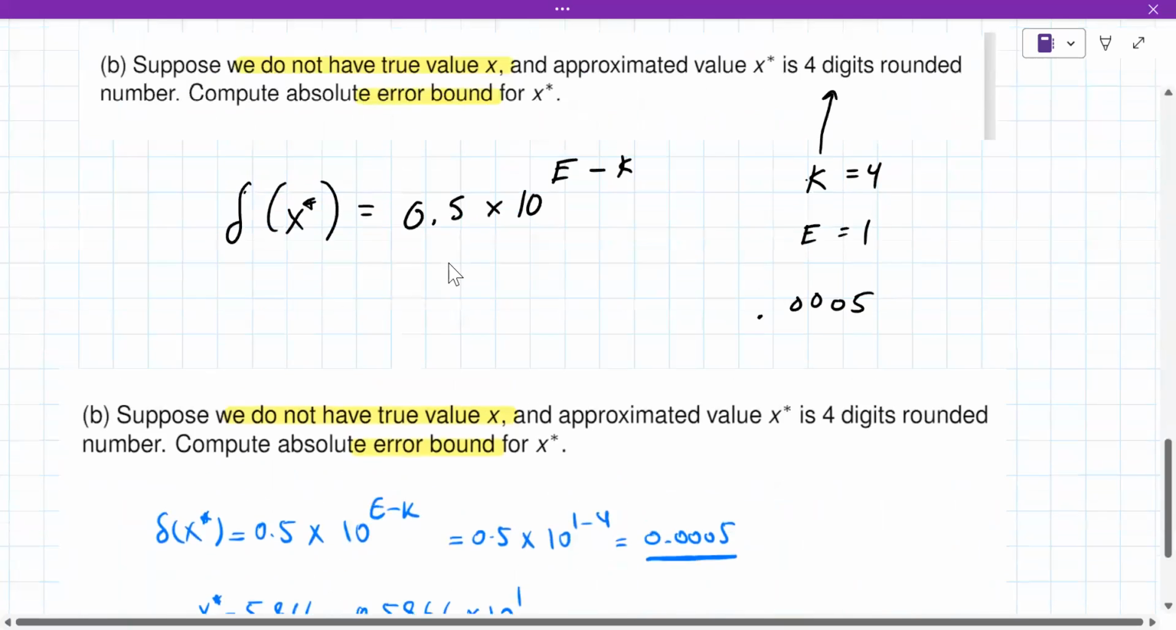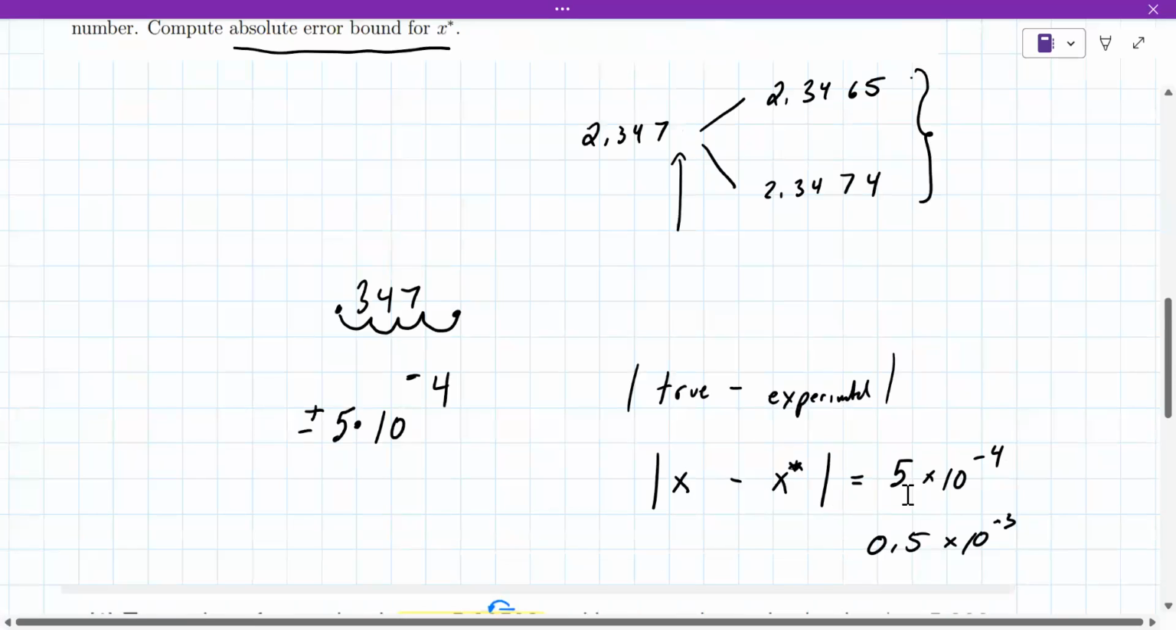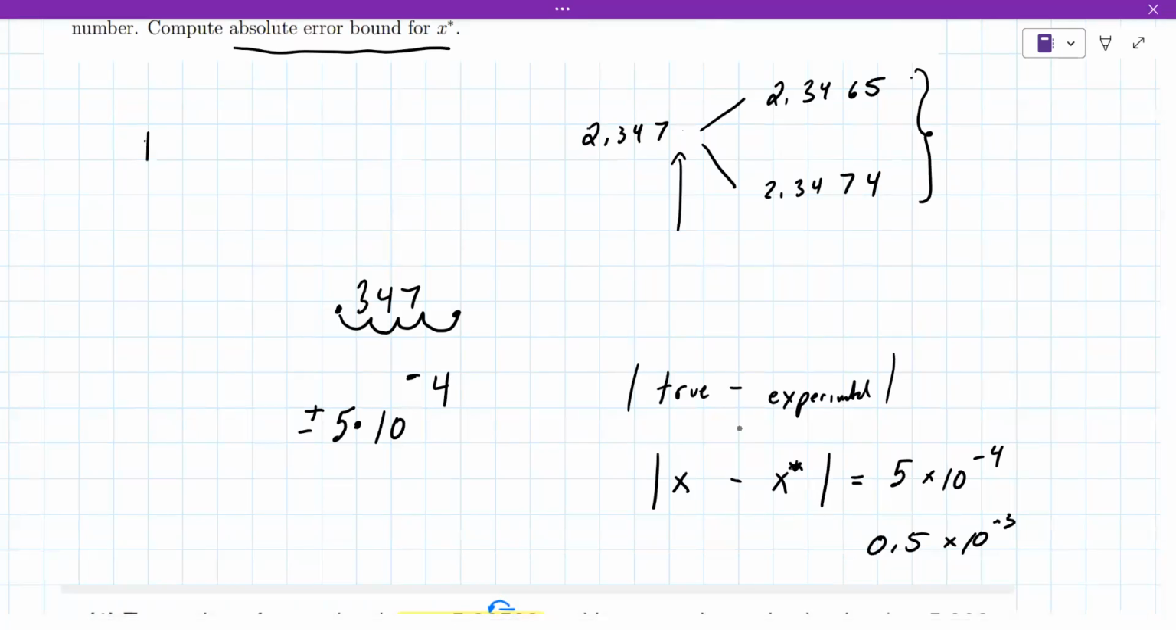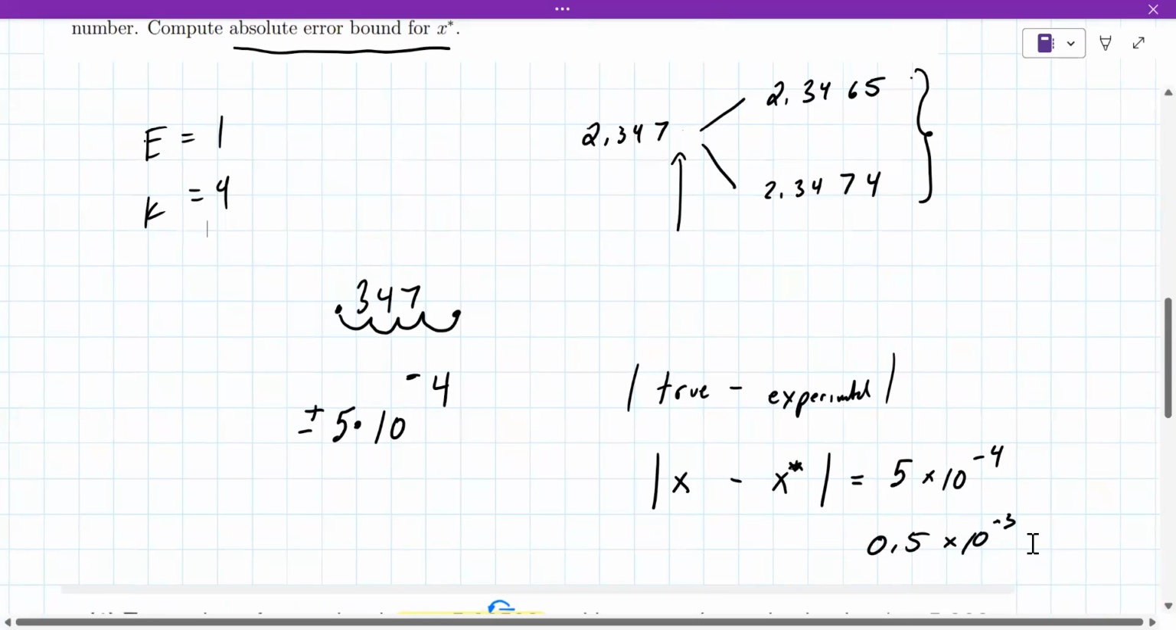So if you scroll up here, your teacher wants you to recognize that in your problem, E is 1 and K is 4 again. And that's where this -3 comes from. It's 1 minus 4, which gives you -3.